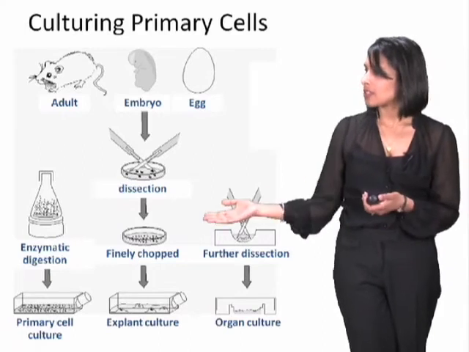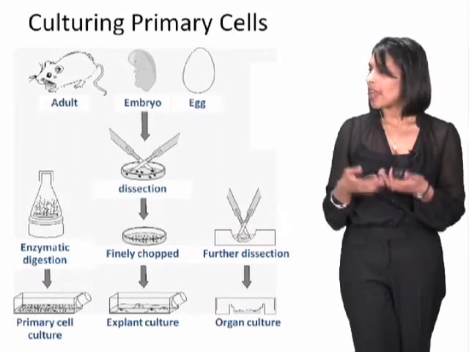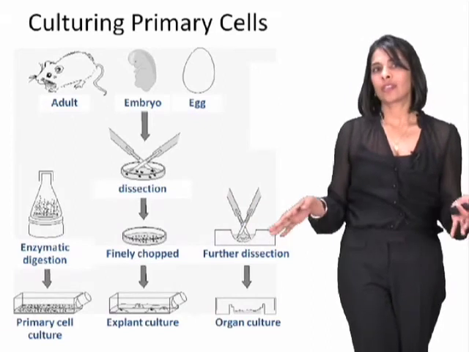One could further dissect these tissues, finely chop them, and culture them in a flask, and allow cells to grow out of these structures.